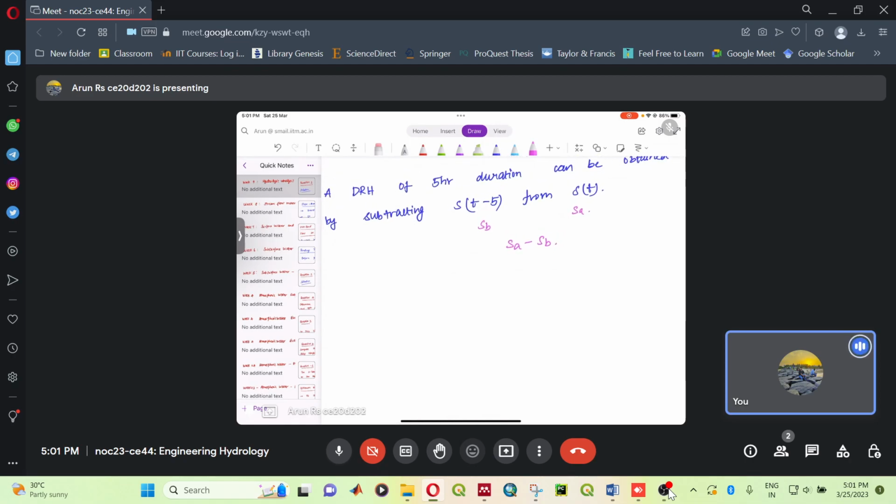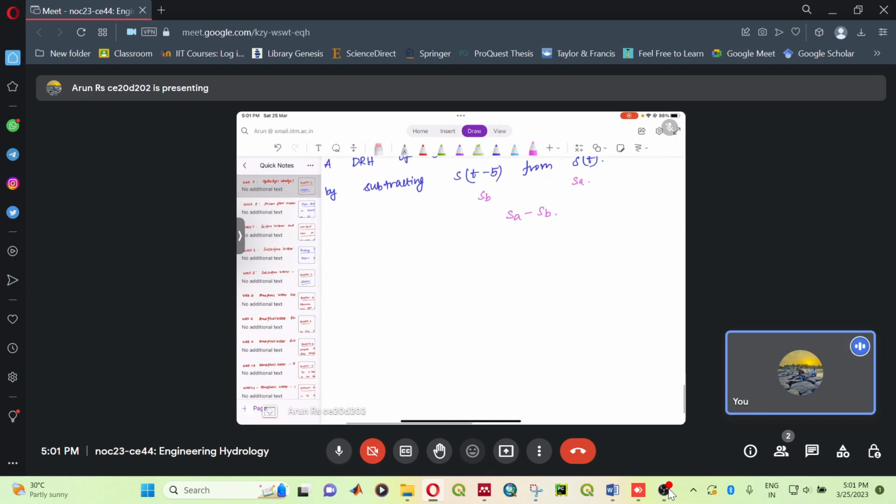So the resultant will be a DRH of 5-hour duration, and after we get the DRH, we need to divide it by the excess rainfall. So that is T by D. So we'll see how to do that. So first we can write down the expression.